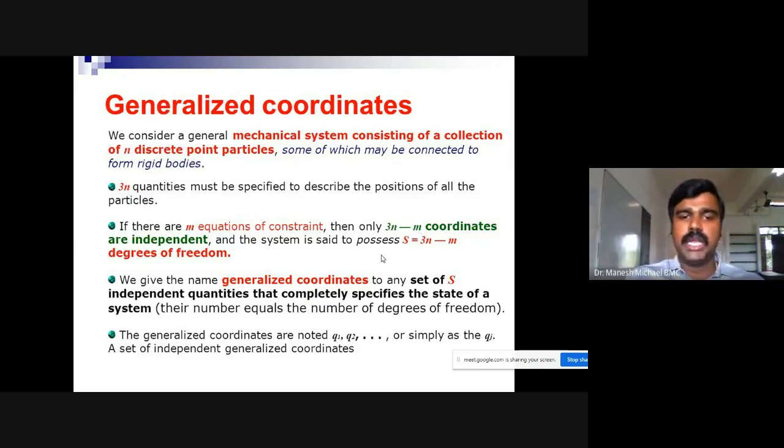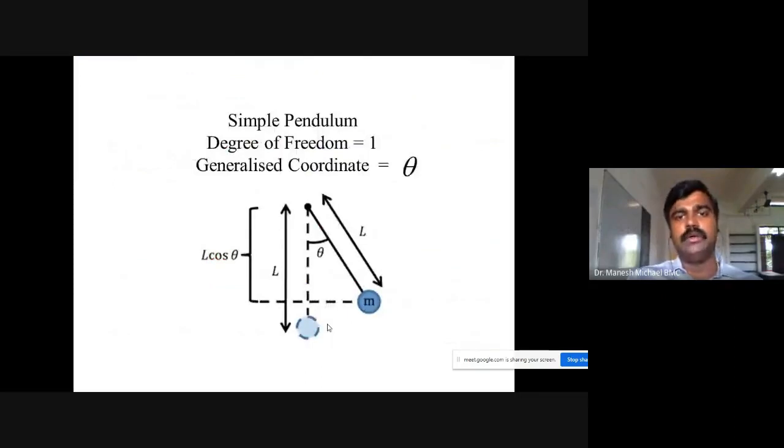The generalized coordinates are usually represented using the letter small q, that is q1, q2, etc., up to qn for n number of coordinates. One major point you should note is that generalized coordinates are always independent coordinates. That is a very important point regarding generalized coordinates. These are a few examples to evaluate the degree of freedom and the generalized coordinates.